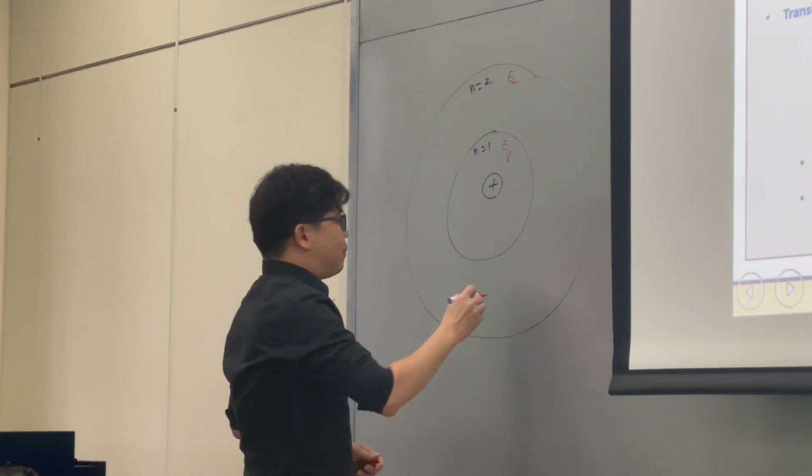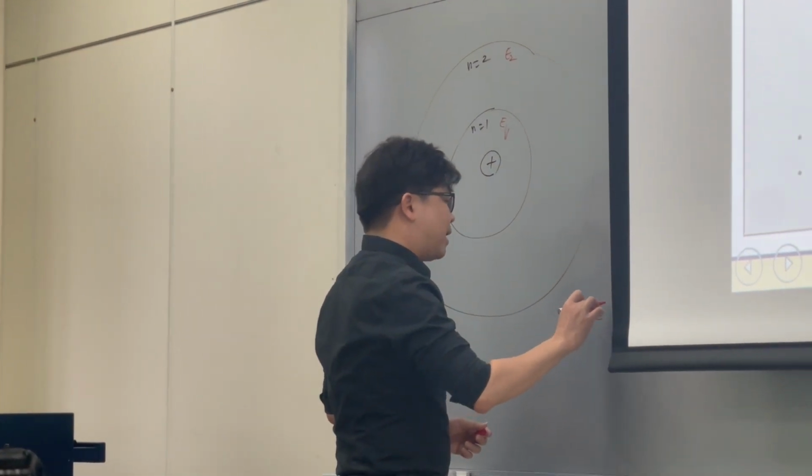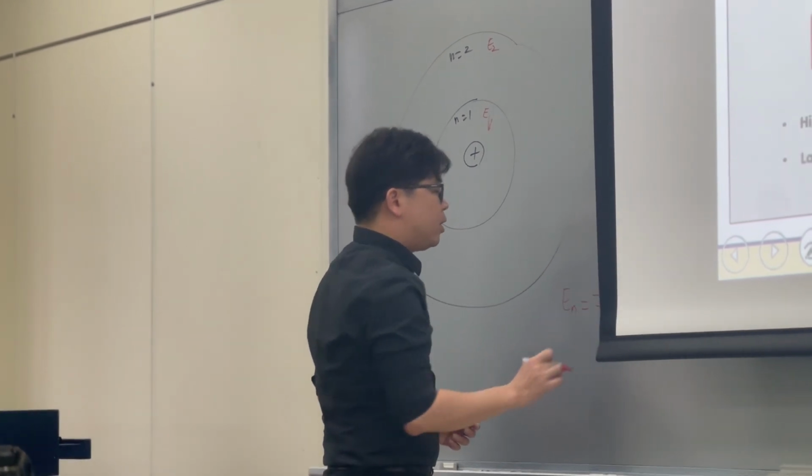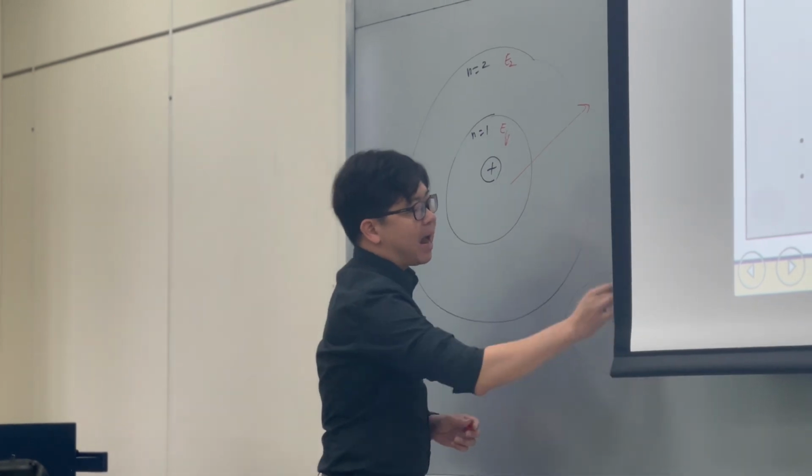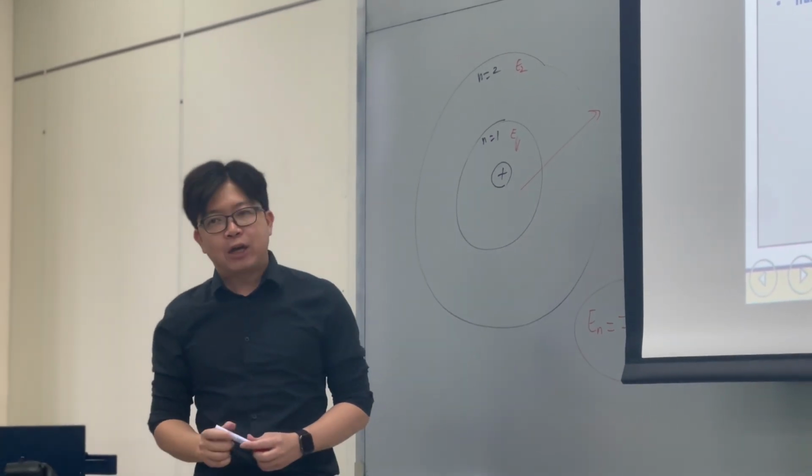And we can see that we have En equal to minus RH over n squared. So when you go out, it means that you have higher n. Higher n means that you have the higher energy. When you go out, you have the higher energy, okay?